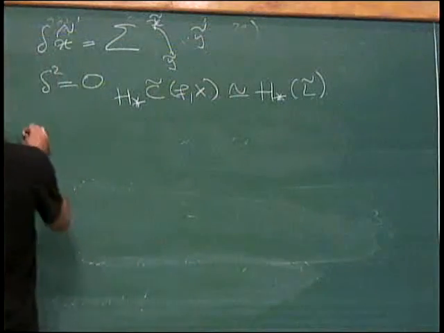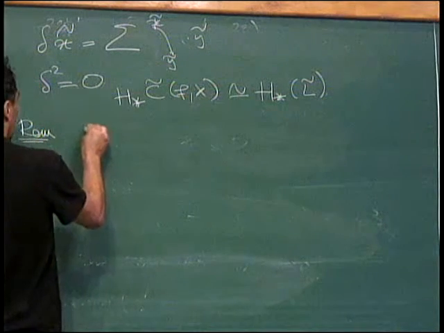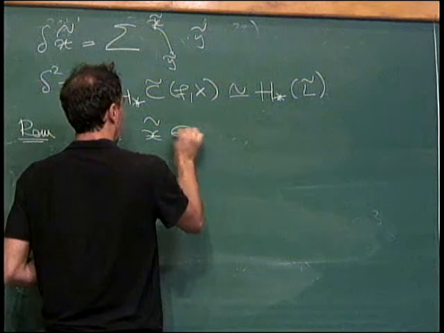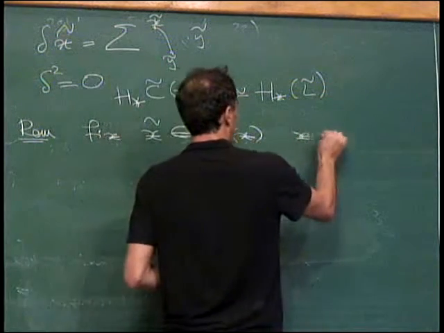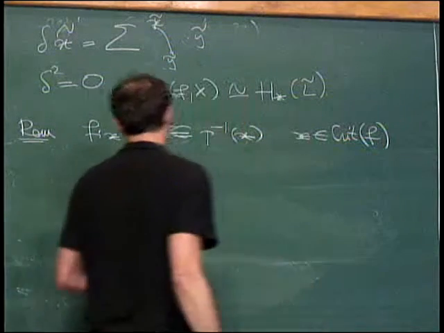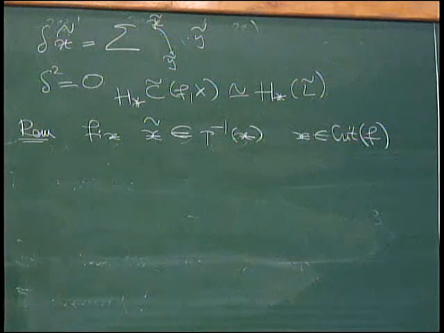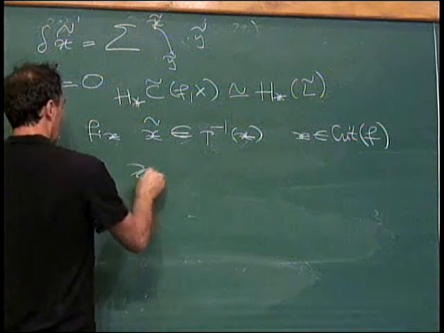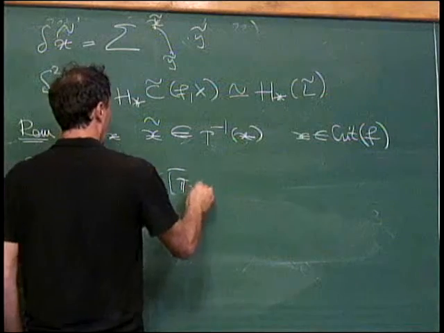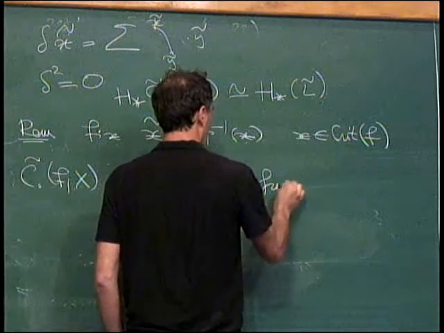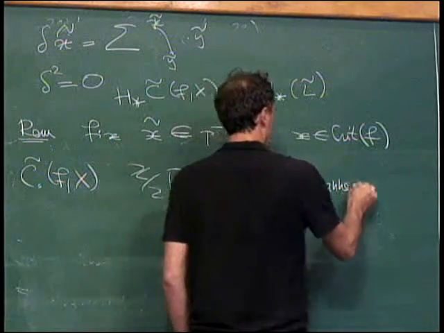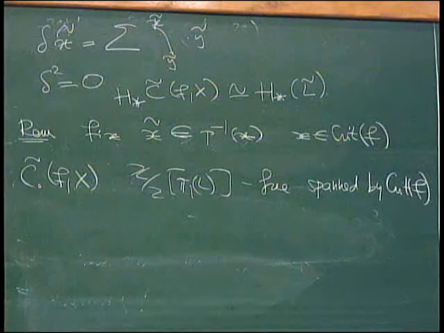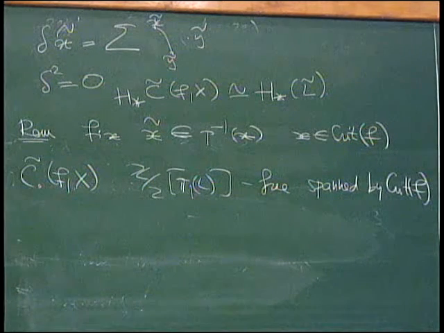So yeah, one more remark here. Of course, if you fix one point in each fiber of the critical points, then you can see your complex as, so this complex becomes a free complex over the group ring spanned by the critical points. So this is the point of view I will take for the Floer homology afterwards.